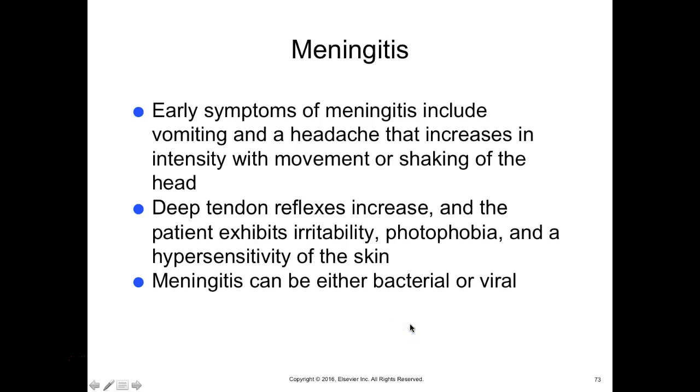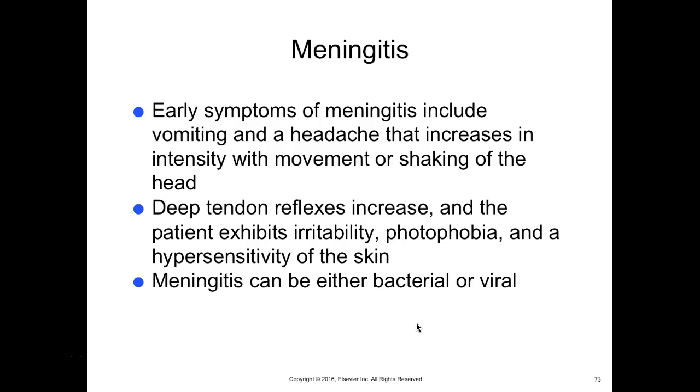Meningitis. So early symptoms of meningitis include vomiting and a headache that increases in intensity with movement or shaking of the head. Deep tendon reflexes increase, and the patient exhibits irritability, photophobia, and a hypersensitivity of the skin. They also develop nuchal rigidity, which is a neck pain. So when they bring their chin down to their chest, it causes excruciating pain. It's called nuchal rigidity, and it's very difficult. It's very painful, and their neck is rigid.